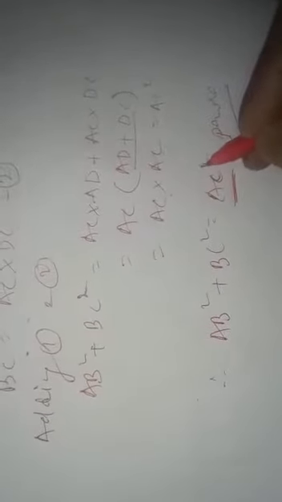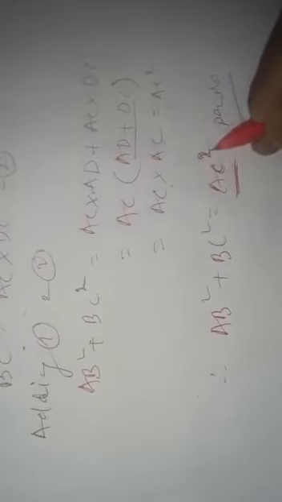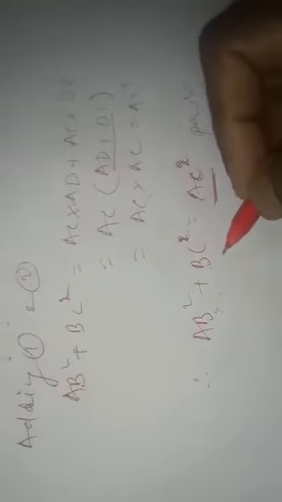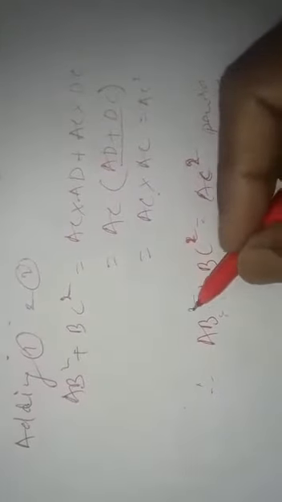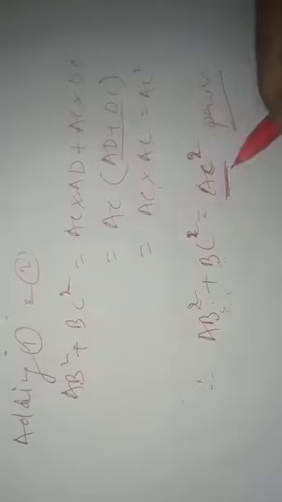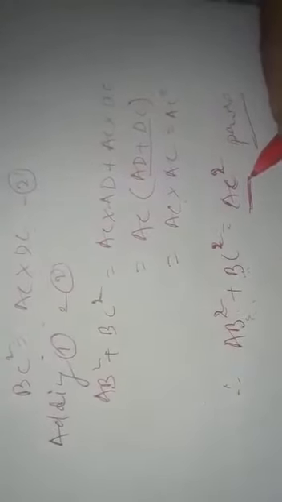It means that the square of the hypotenuse, AC is the hypotenuse, is equal to the sum of the squares of the remaining two sides. AB and BC were the two other sides, and the sum of the squares of these two sides AB and BC is equal to the square of the hypotenuse. That is the Pythagoras theorem. It is a very important theorem.